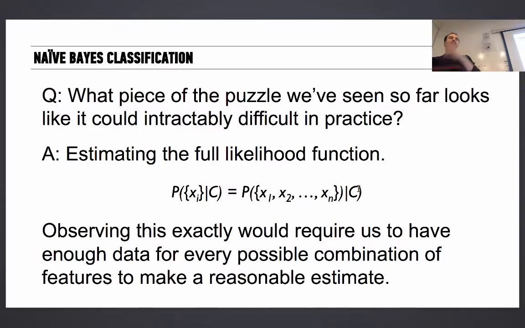What piece of the puzzle we've seen so far looks like it can be intractably difficult in practice? And the answer is estimating our likelihood function. Here's why. The hard part of the problem that we just did was this: the probability of the test being positive was the probability that the test was positive given that we had it, times the probability that we had it, plus the probability that the test was positive given that, write the other notation, we don't have it, times the probability that we don't have it. That was long in and of itself.